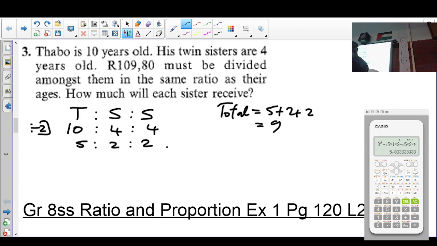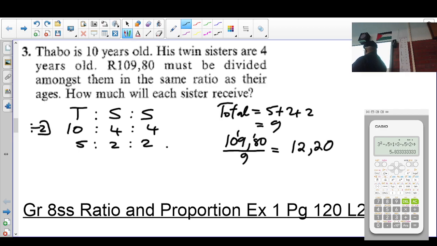So now we say 109,80 divided by 9. So 9 goes into 10 once, carry 1. 9 goes into 19 twice, which is 18. Carry 1. 9 goes into 18 twice. 9 goes into 0, 0 times. So it's 12 rand and 20 cents per, not per person, per unit.